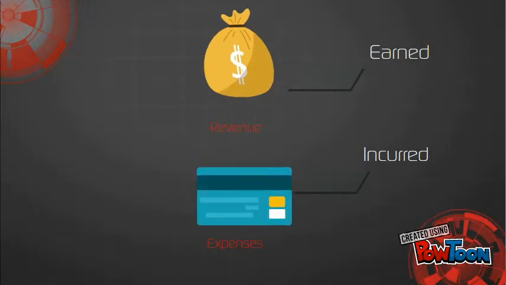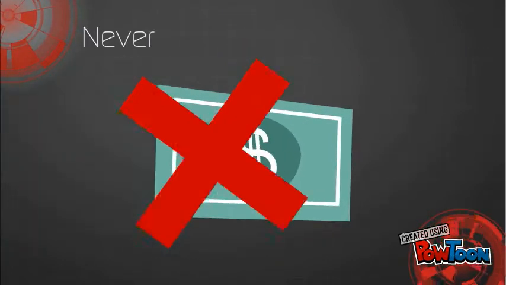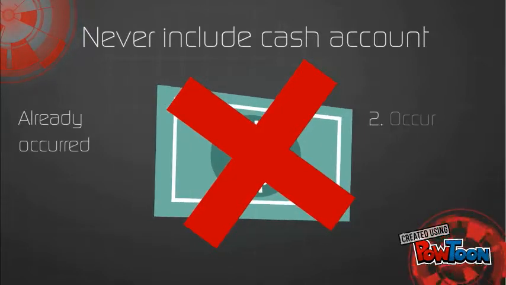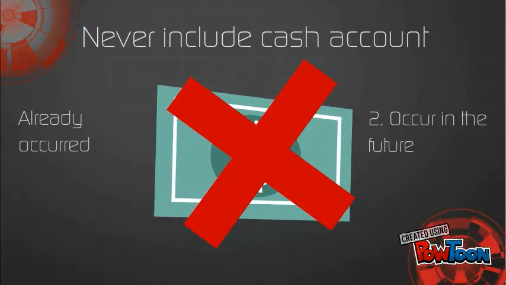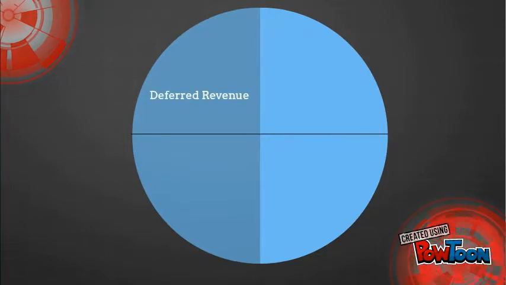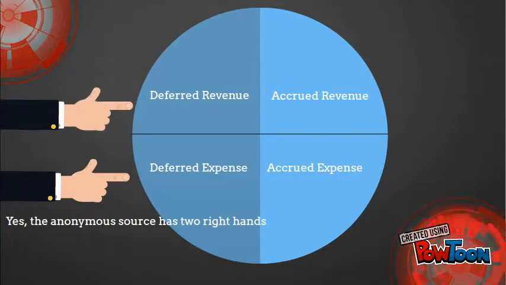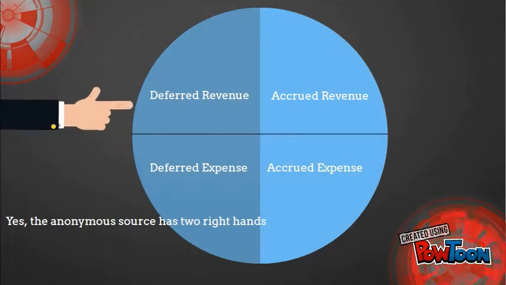Also, agent, remember that the adjusted journal entries never include the cash account because the cash account has either already occurred or will occur in the future. There are 4 types of adjusted entries: deferred revenue, accrued revenue, deferred expense, and accrued expense. An anonymous source has told us that the anarchist group used either deferred revenue or deferred expense as their disarm code, so we will just focus on those 2.